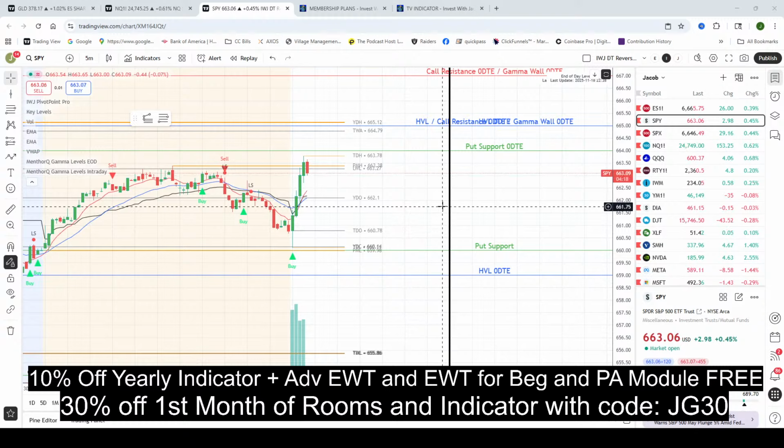Got 11 cents here. 370. Well, there it goes back up a little. 371. We got a 360 stop. All right, there you go. Back test that, and then go back up. Perfect.